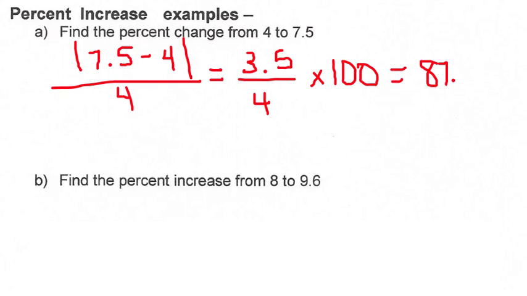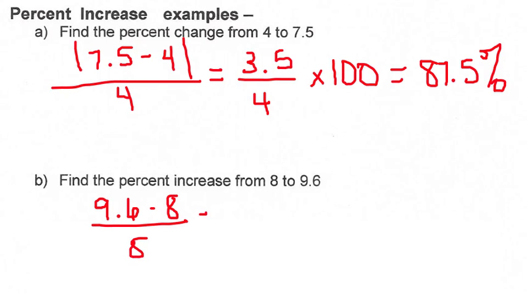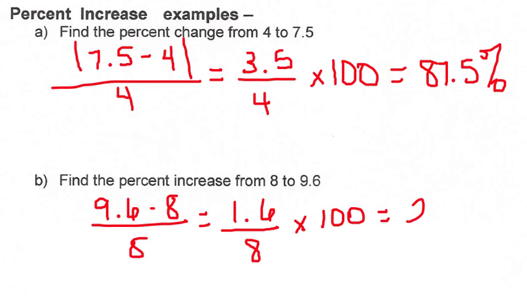is 87.5%. And that is 87.5% increase. B, find the percent increase from 8 to 9.6. So 8 minus 9.6 over what's the original? The original is 8, is equal to 1.6 divided by 8 times 100, which is equal to a 20% increase.